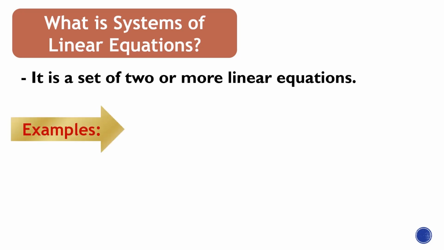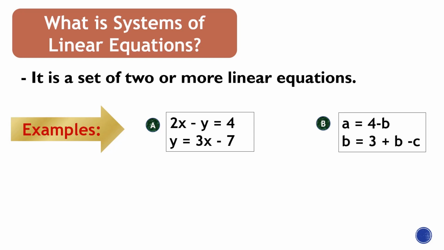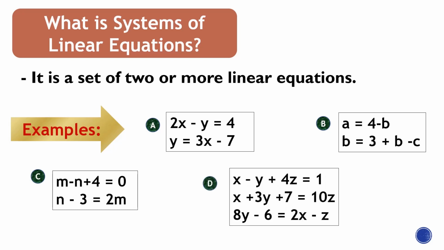Examples are, here we have 2x minus y equals 4 and then y equals 3x minus 7. We can use different variables like letter B, like letter C. We can have also three equations, right? It is a set of two or more linear equations. That means at least two linear equations.